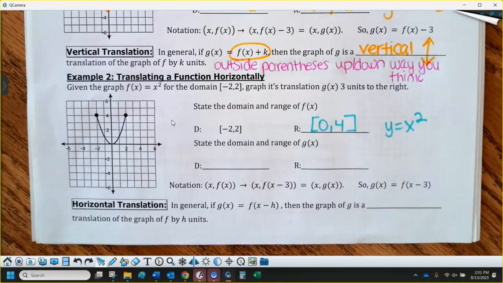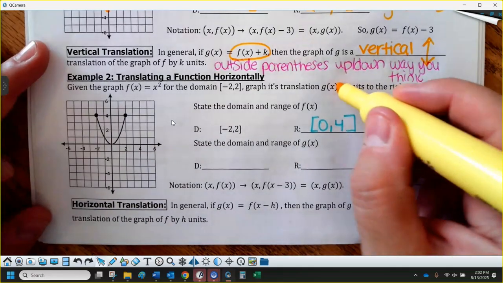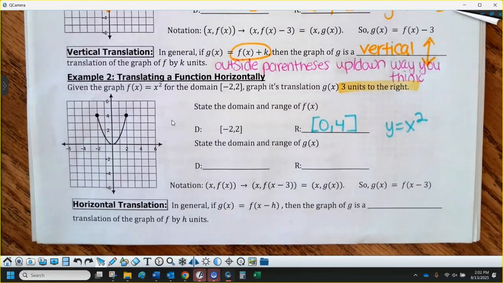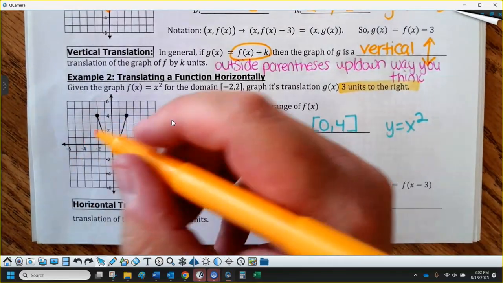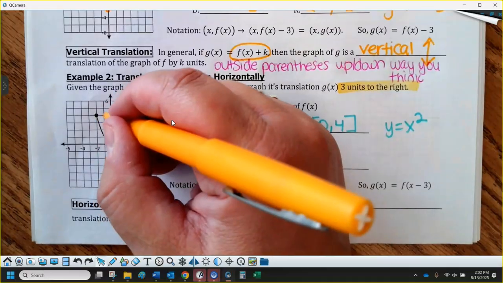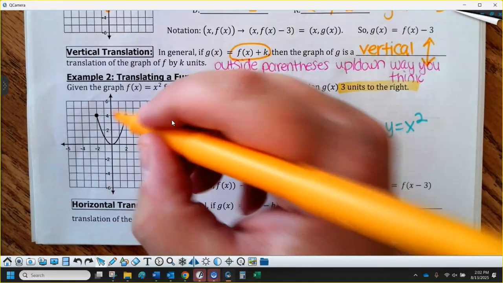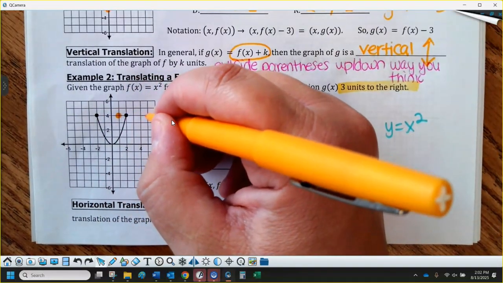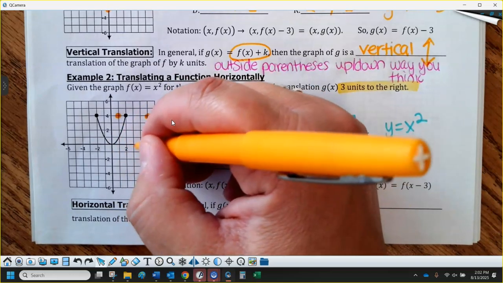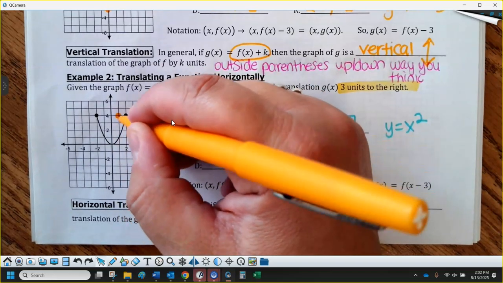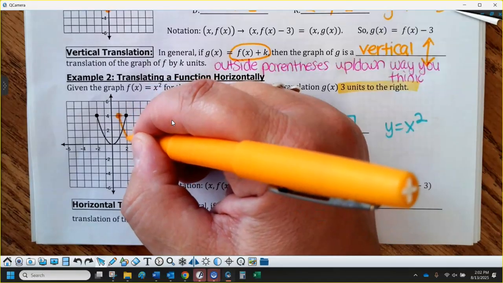This guy's direction, horizontal, is going to be left or right. This one's asking us to go 3 to the right. So I'm just going to grab a point and literally just scooch it right across three spots. Just count 1, 2, 3. And I'm going to move the origin, so instead of being 0, 0, it's going to be 3, 0.